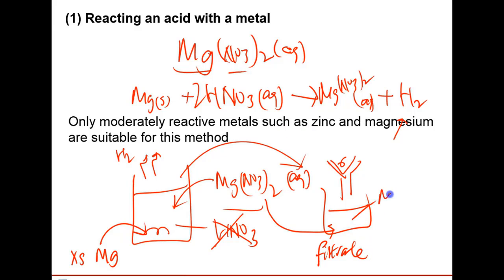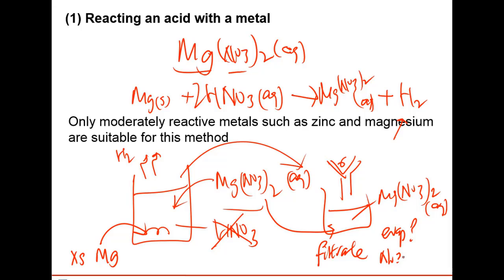Okay, so now my salt is here, and the question says I must obtain magnesium nitrate crystals. So how do I go about getting the crystals out from an aqueous solution? Can I evaporate to dryness? If no, what else can I do?